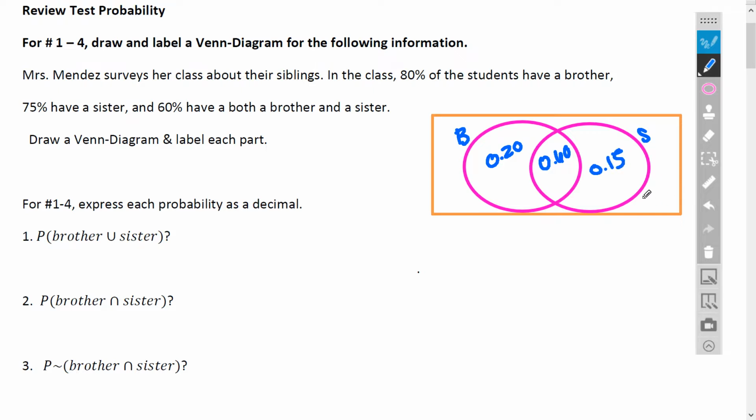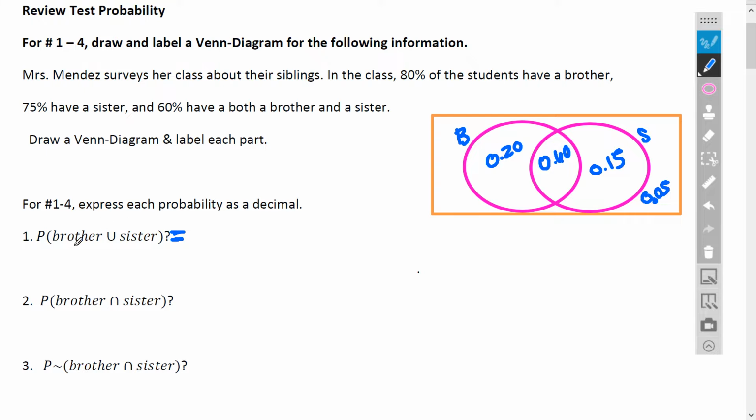And we do need to fill out the rest of the sample space because this needs to add up to 100%. Currently, 0.2 plus 0.6 plus 0.15, this only adds up to 95%. So there is 5% on the outside, 0.05, that do not have brother or a sister. Now we can answer questions about the different probabilities. Remember, these are probabilities. They need to be a ratio, a decimal.